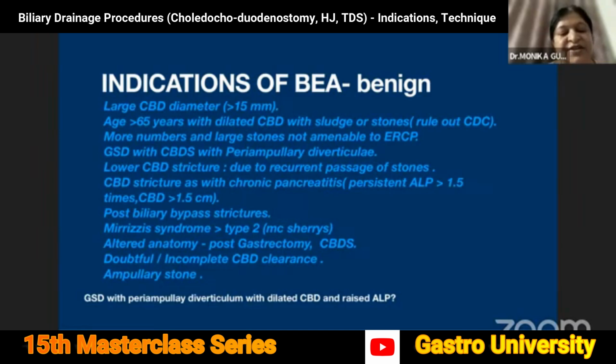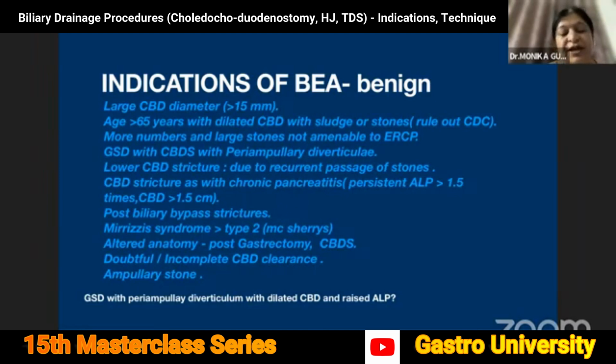Altered anatomy: patients having altered anatomy like post gastrectomy, Billroth type 1, type 2 surgery, their endoscopic passage is difficult, and routine gastroenterologists find it difficult. Although with good enteroscopes and good instruments, they can go in the Billroth and Roux loop also, but it's very difficult for the endoscopists to go into the altered anatomy.